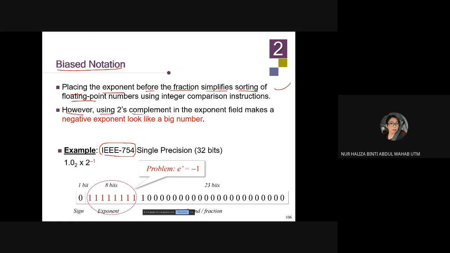However, using two's complement in the exponent field makes a negative exponent look like a big number. So, let's say you have -1 in decimal, or maybe you have -2. -2 in decimal is 10. If you want to change it using two's complement, you already know it's going to be 10, invert to 1101, then you add 1, giving 1110.